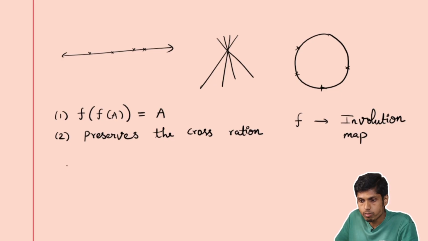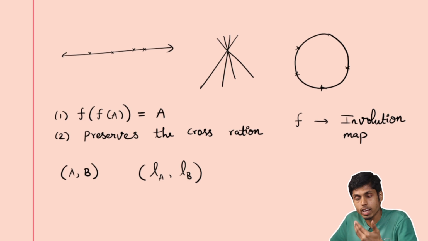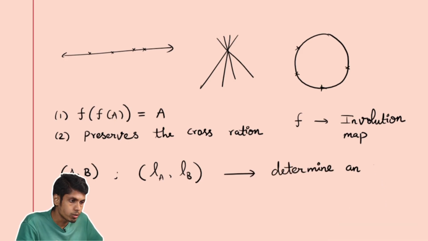Well, after defining the involution map, we then proved that any 2 involution pairs of points or lines define an involution map uniquely. Suppose I give you a, b as one involution pair, that is f of a equals b and f of b equals a, and then 2 lines such that f of LA equals LB and f of LB equals LA. Then these 2 together would determine a unique involution.